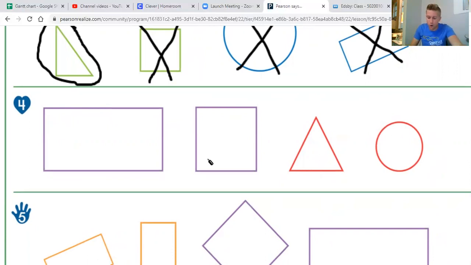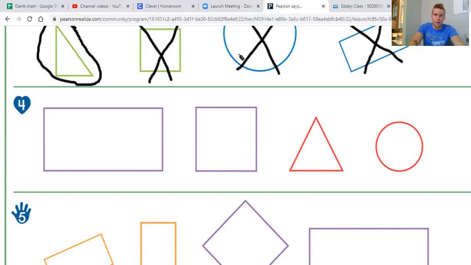All right. Number 4. Here we go. Listen to the clues. All right. Number 4 says, I am not a rectangle. Okay, that's your first clue. Go ahead and mark those. I am not a rectangle, and I have 0 sides. I wonder what shape I am.